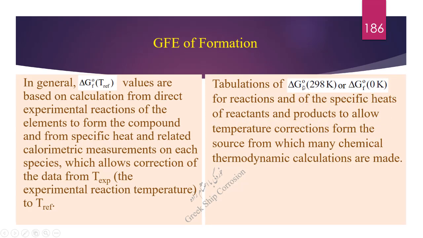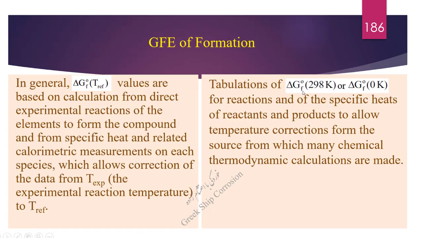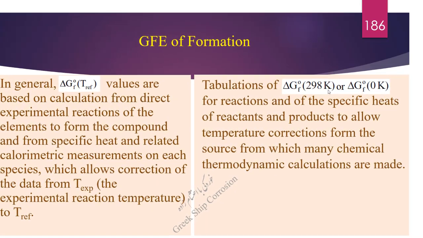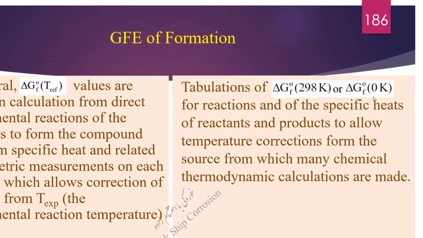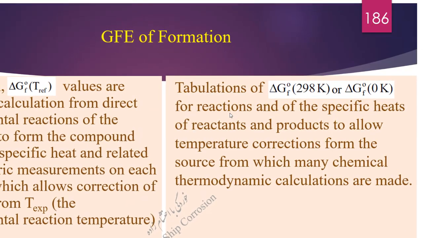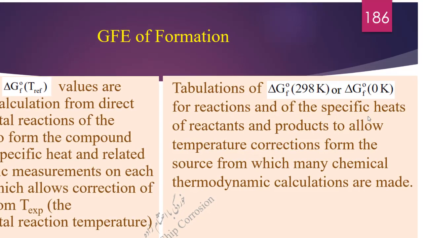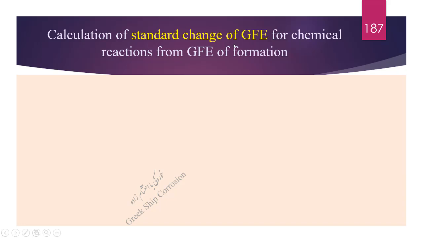Tabulations of standard Gibbs free energy of formation at 298 Kelvin, or standard Gibbs free energy of formation at 0 Kelvin for reactions, and of the specific heats of reactants and products to allow temperature corrections, form the source from which many chemical thermodynamic calculations are made. Calculation of standard change of Gibbs free energy for chemical reactions from Gibbs free energy of formation.